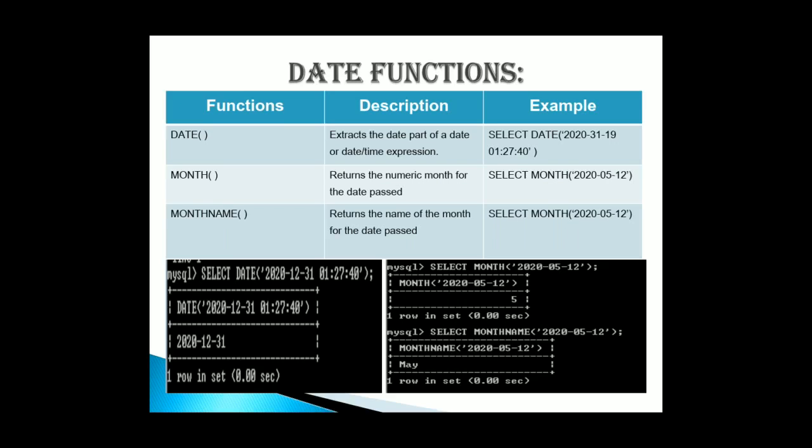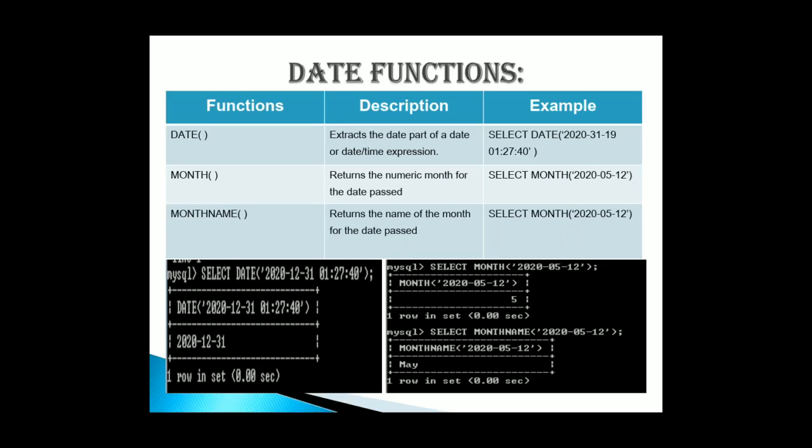Similarly, the month function is there. What will it give? It will just return the numeric month of the date passed. So, you have passed a certain date here, so it will give you the numeric month of that particular date. Here I have passed 2020-05-12. If you pass like this, it is giving you the value as 5.